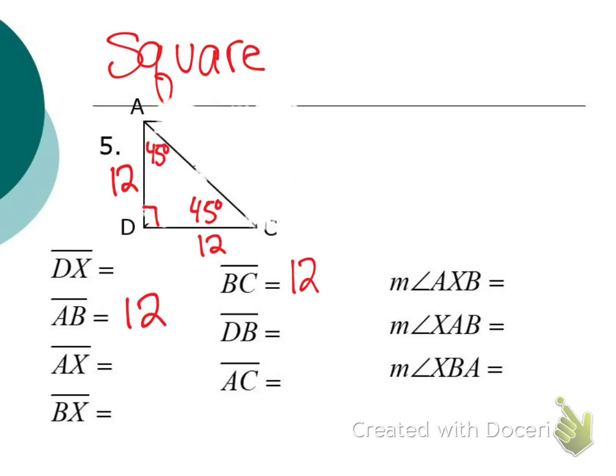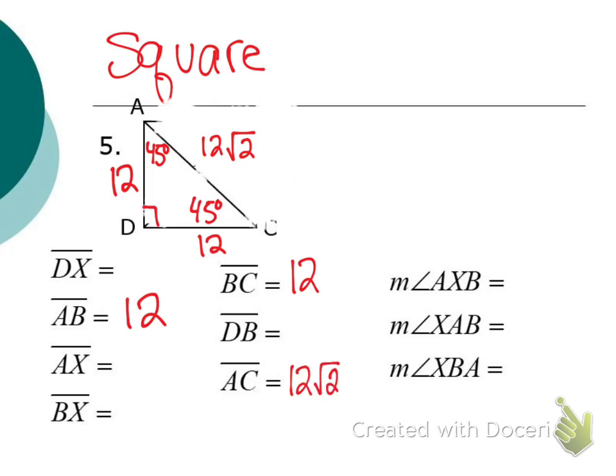If we have a 45, 45, 90, and we're looking for the hypotenuse, the side across from the right angle, we take one of the legs and we multiply it by radical 2. So what's the length of one of my legs? 12. 12, and I'm multiplying that by radical 2, and that's going to give me my diagonal AC. Why did I just do that to begin with? Why did I look for 45, 45?